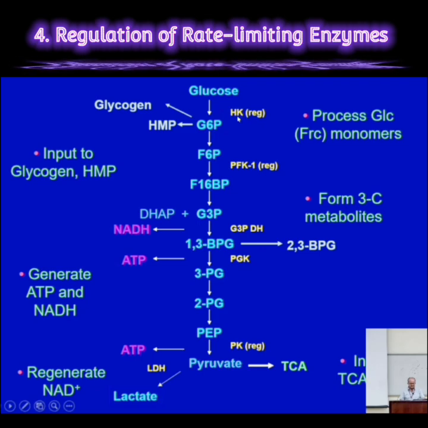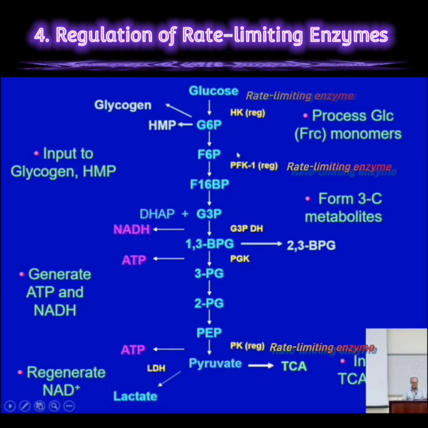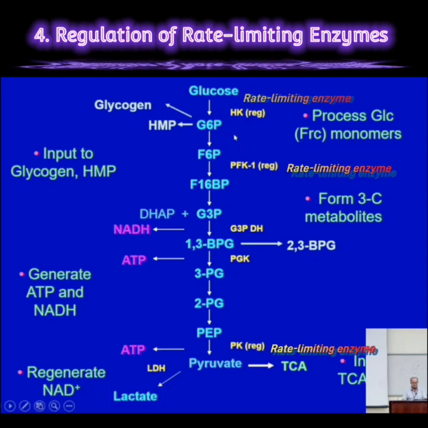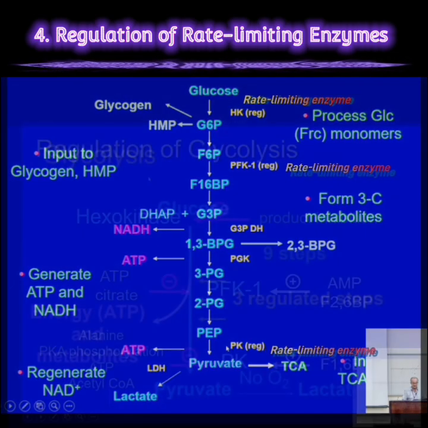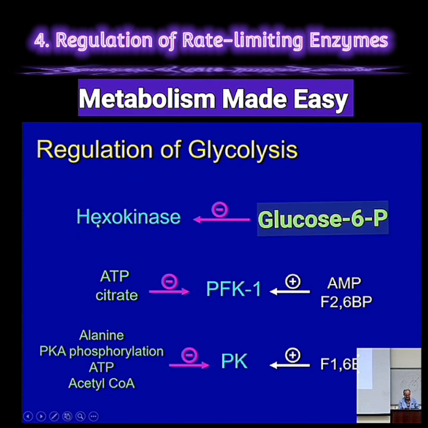These here are rate-limiting enzymes. Step 1, there are 2 of them actually, hexokinase/glucokinase, 2 isozymes, PFK1 and pyruvate kinase. 3 regulated steps. Those steps you want to really pay attention to. Okay? So this is a quick summary of some of the important enzymes, these are the 3 enzymes.